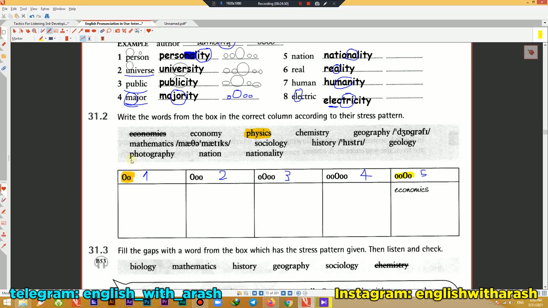If you take a look, economics is here. So you can just go ahead and write the word with a number: 1, 2, 3, 4, 5.